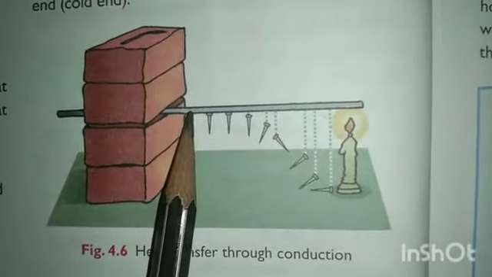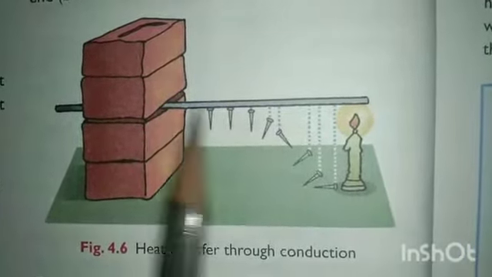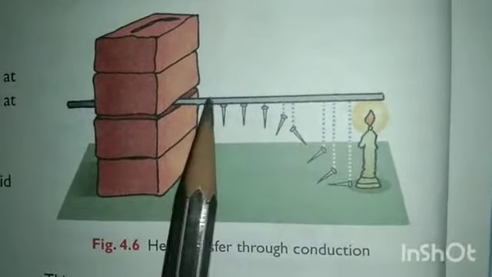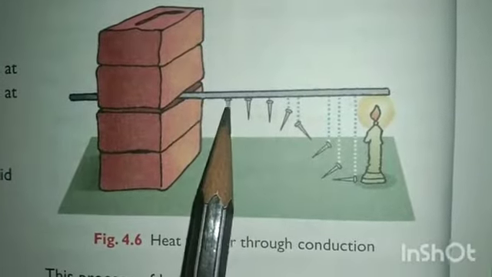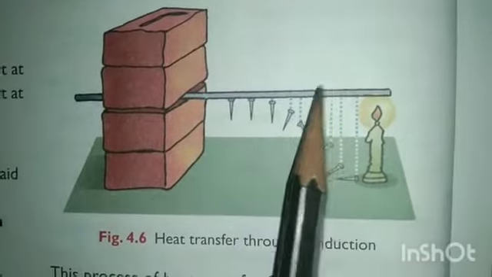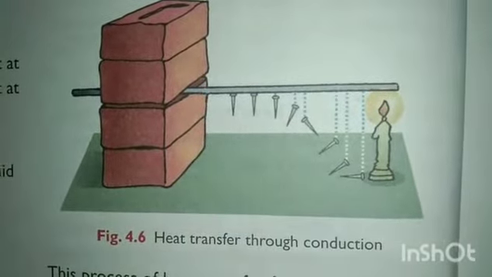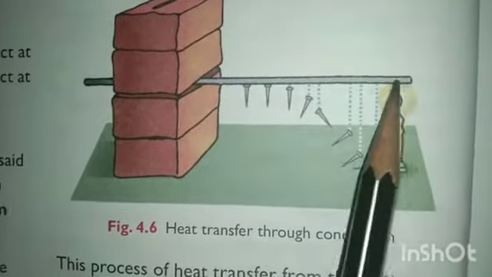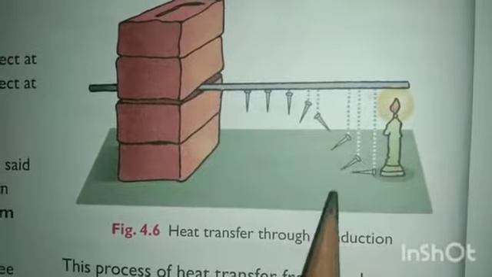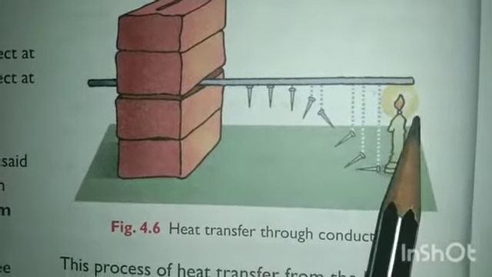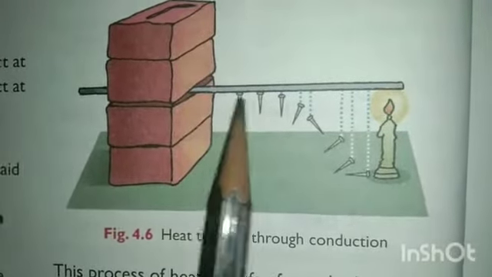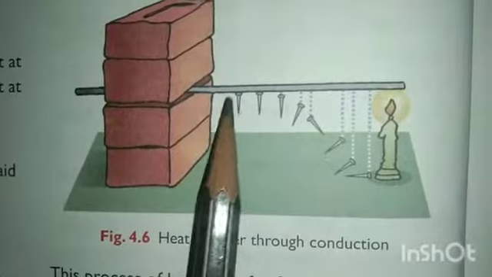So take a metal rod and fix nails or pins using wax along its length at different intervals. Okay, different intervals means different places. You need to give some space. So heat one end of the rod and observe. You'll notice that as the rod gets hot, the wax will melt and the nails start falling off. The nail which is closest to the flame will fall off first, while the nail which is far from the flame falls off last.